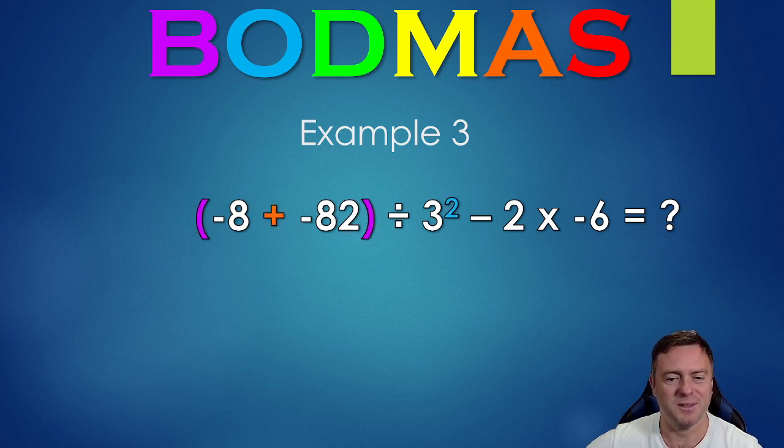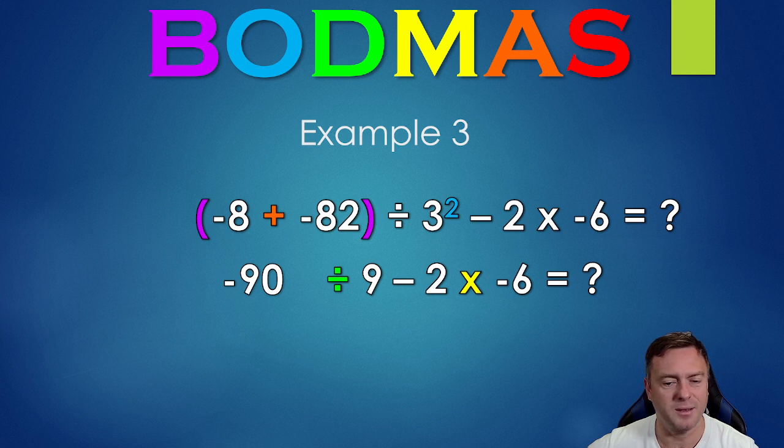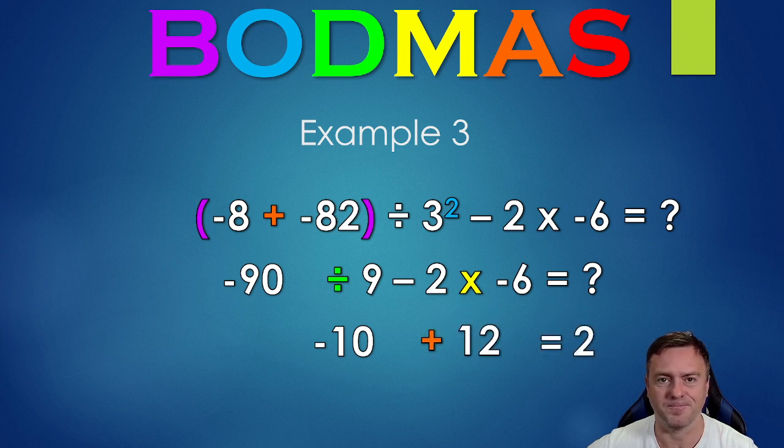So what you should have found, done the brackets and the power first possibly. So -8 minus 82 gives you -90, divided by 9, and then -2 times -6. So then we would do the divide and then the times separately. So you would do -90 divided by 9 gives you -10, and then plus 12. So that then gives us just 2.